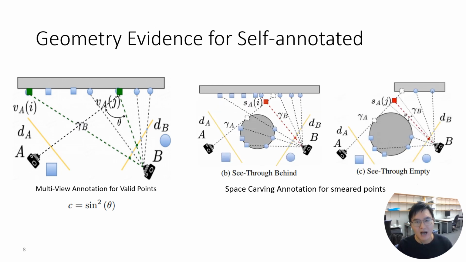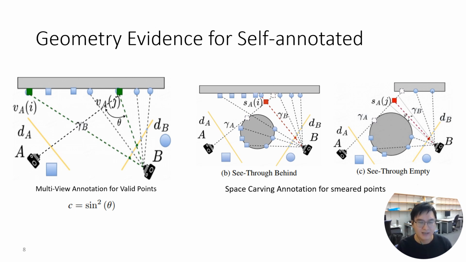As for the space carving annotation for the smeared points, there are two typical cases, the see-through behind and see-through empty cases. In both cases, a point is a smeared point if another view point can see through it. In the first case, figure B, a ray gamma B in red from the camera at location B passes through a point I observed from location A and measures a point behind I. And then we conclude the point I is a smeared point.